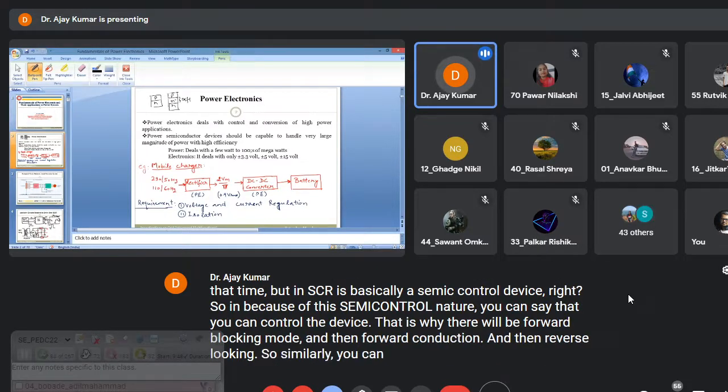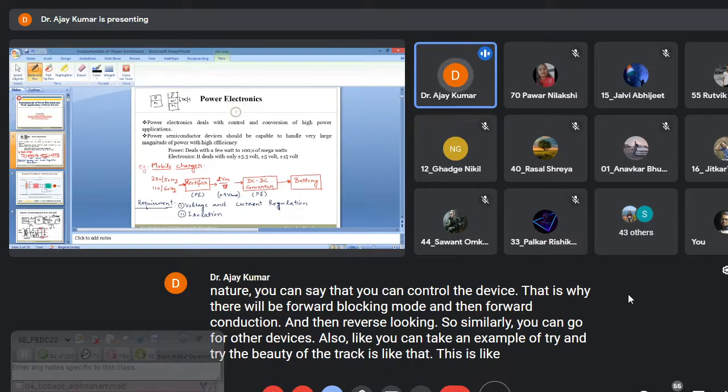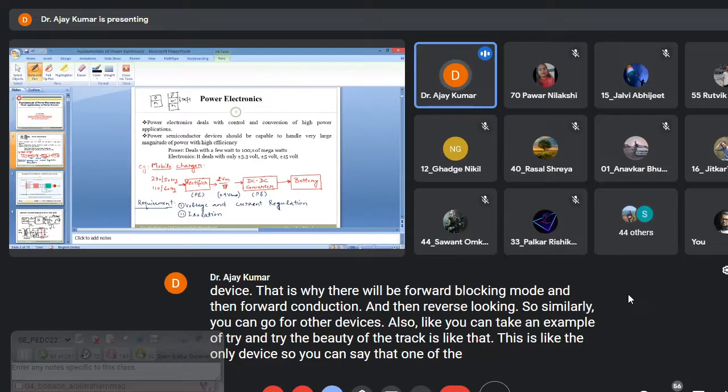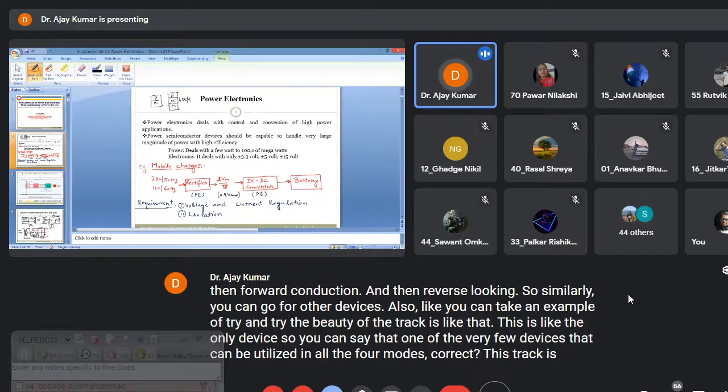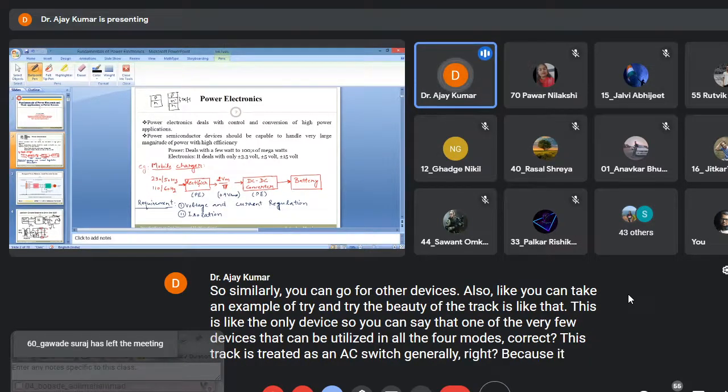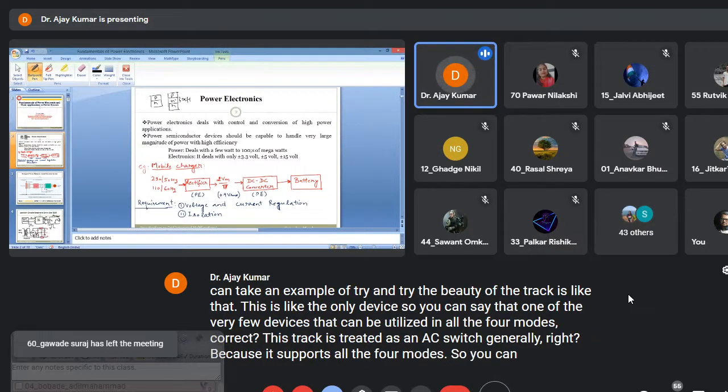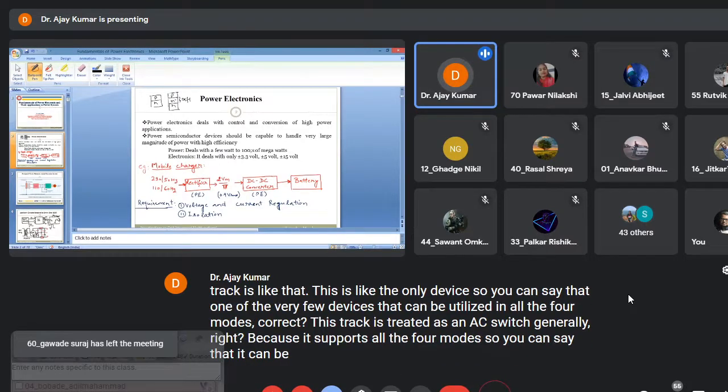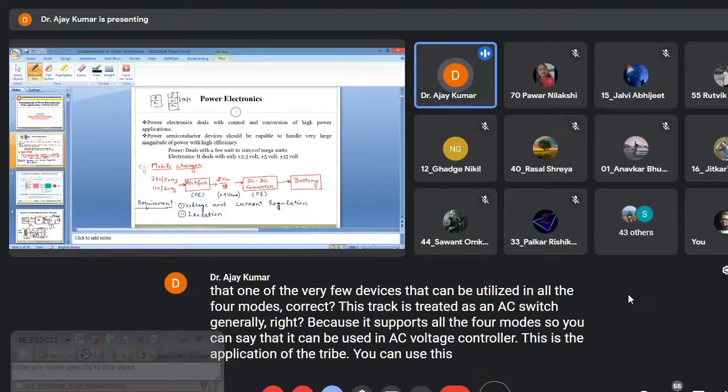Like you can take an example of the triac. The beauty of the triac is that this is the only device, or one of the very few devices, that can be utilized in all the four modes. Correct? This triac is treated as an AC switch generally, right? Because it supports all the four modes. So it can be used in an AC voltage controller. This is the application of the triac. You can use this for the AC voltage controller or fan regulators.